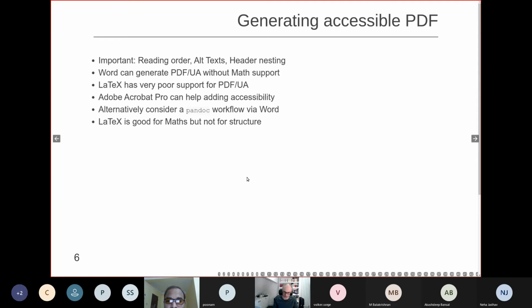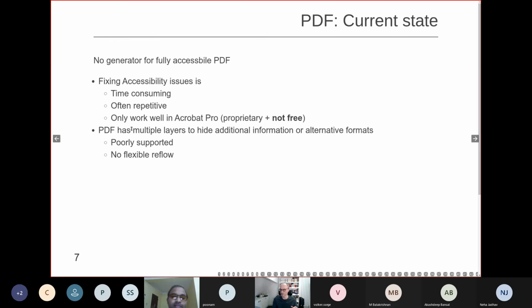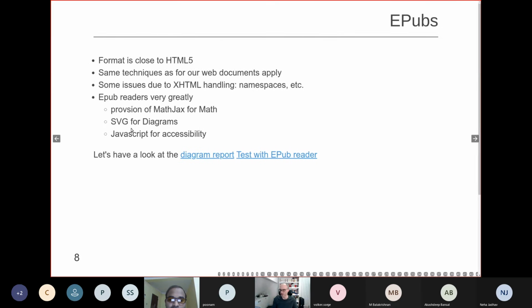There are alternative workflows I can recommend, in particular for LaTeX. If you have a LaTeX document, instead of putting that straight away into PDF, it's normally helpful to translate it into Word first with Pandoc and then make it into a PDF. At least you get the reading order most of the time correct, and the nesting structure of your headers, etc., which you do not really get out of LaTeX directly. So the general credo there is: LaTeX is great for math, but not really that great for structure. Right, I've already mentioned that, so we're not going to discuss any more there.